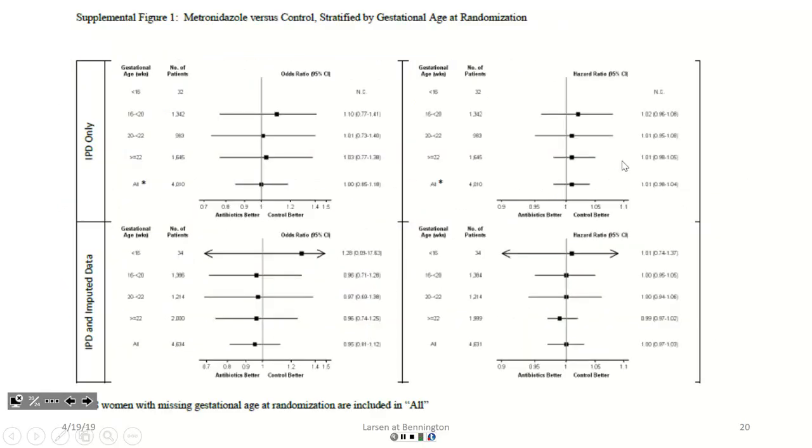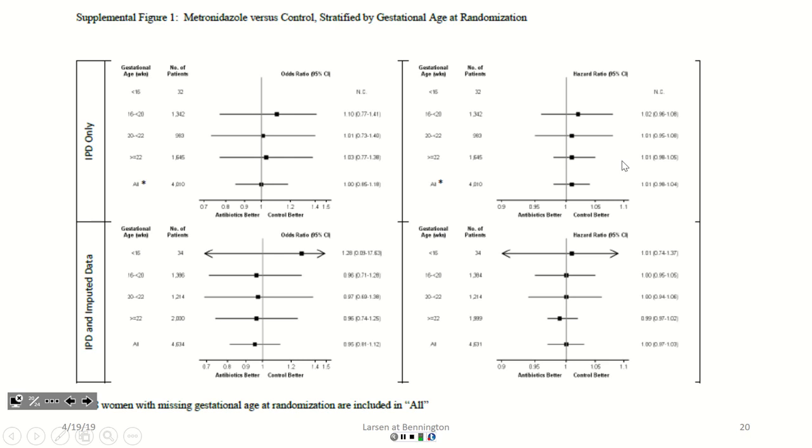And these are some figures that come out of this. This is the metronidazole drug versus control. This is the individual patient data only, 4,000 women here, and that's the result. 1 is no effect. This is the logistic regression because it's the odds ratio. No effect of metronidazole on preventing preterm birth. This is when we added the imputed data. There are about another 500 women, so there's another study where we had summaries and they used metronidazole.